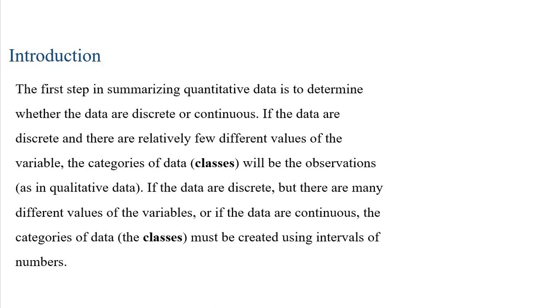If the data are discrete, but there are many different values of the variable, let's say the range of the data, which is the difference between the maximum and minimum, is huge. Let's say the minimum is 5 and the maximum is 100. That is a big difference, and we're going to treat it as continuous data even if the numbers look like whole numbers and don't have any fractions. The categories of the data, which we call the classes, must be created using intervals of numbers.